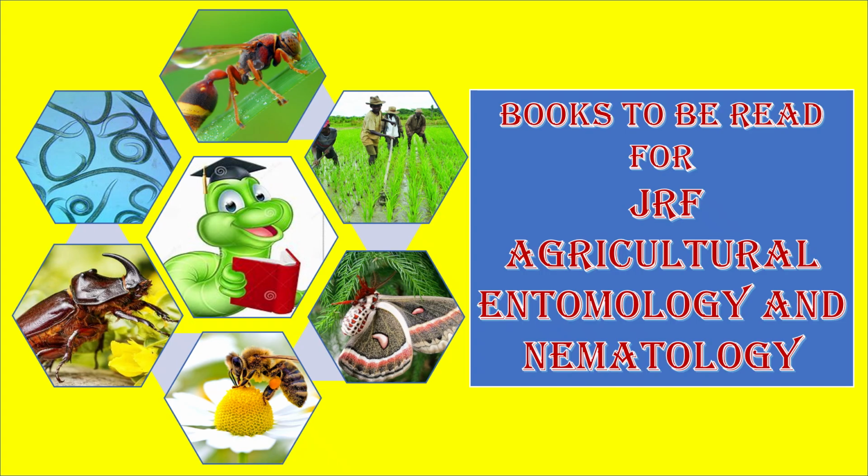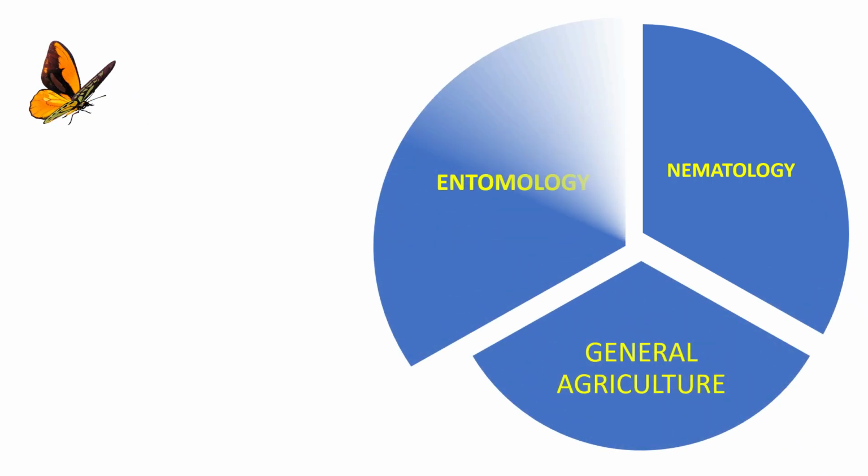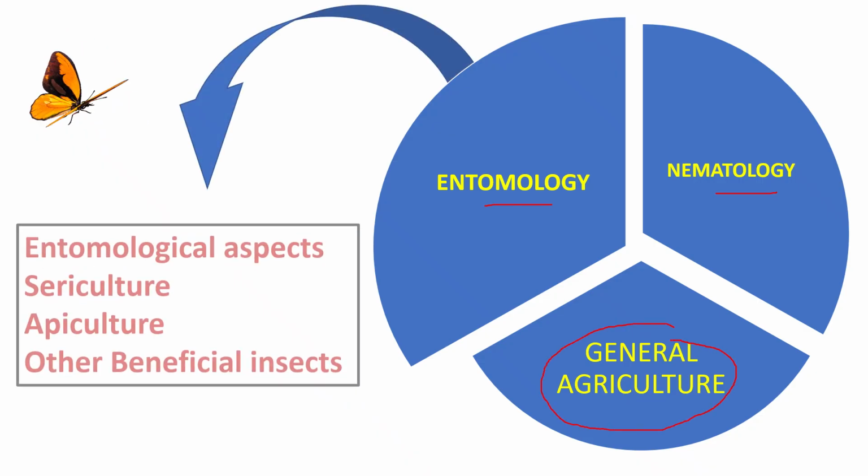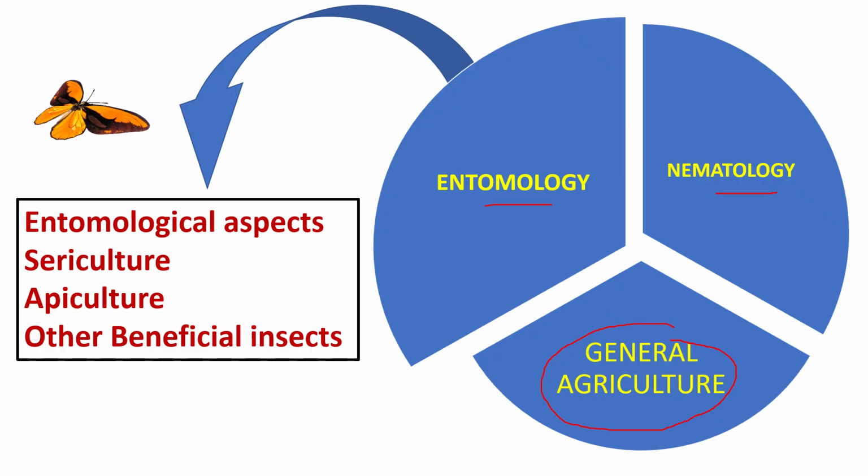Today, we shall know about what are all the books to be read for competitive exams like JRF for cracking the agricultural entomology and nematology subject. For our convenience, the books to be read for JRF entomology and nematology have been divided into the entomological part books, nematological part books, and the general agriculture books. In entomology, we have to read entomological aspects, sericultural aspects, apiculture, and other beneficial insects aspects.